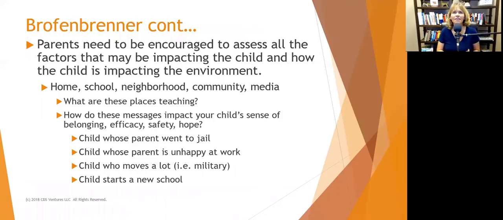And we want to identify how these messages that the child is getting from all these places impact the child's sense of belonging, efficacy, safety, and hope. So, for example, a child whose parent went to jail. Sometimes kids start feeling very angry at the system. They feel very abandoned by the parents, and then they start being disrespectful because they're like, well, you're just going to go away again anyway. So it may be due to something like that, and we want to figure out where they're angry at or what they don't understand.